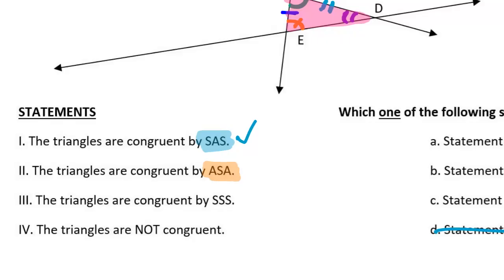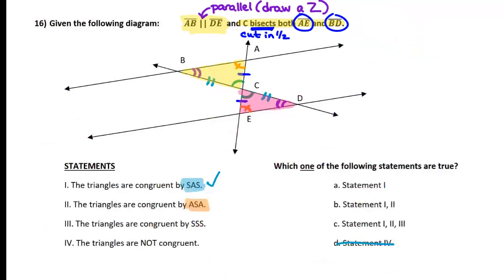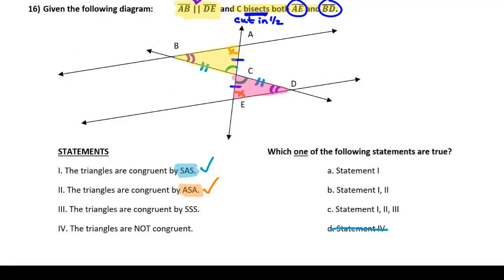Do I have enough to use angle, side, angle? Yes. I can do angle, side, angle. I've got enough to use angle, side, angle. Since both statements 1 and 2 are correct, which other one can I get rid of? A, because that doesn't have statement 2. I need something that says at least statements 1 and 2. So it could be this one. I don't know yet about this one.